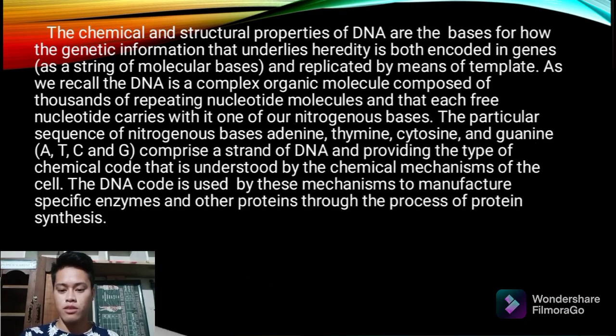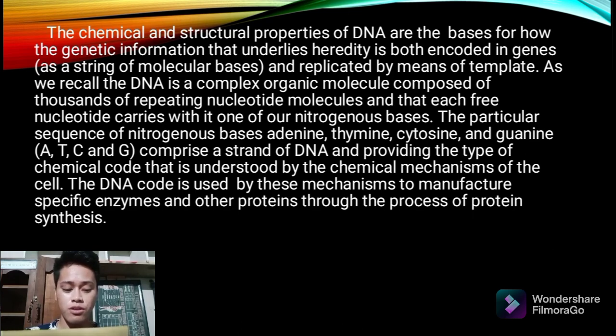DNA code. The chemical and the structural properties of DNA are the basis for how the genetic information that underlies heredity is both encoded in genes and replicated by means of template. As we recall, the DNA is a complex organic molecule composed of thousands of repeating nucleotide molecules, and each nucleotide carries with it one of four nitrogenous bases.